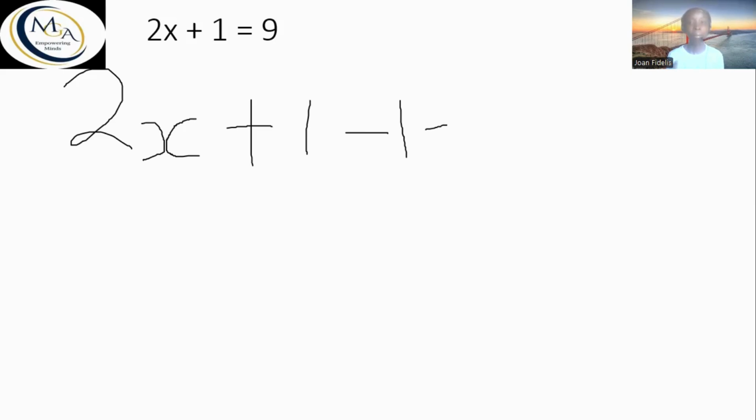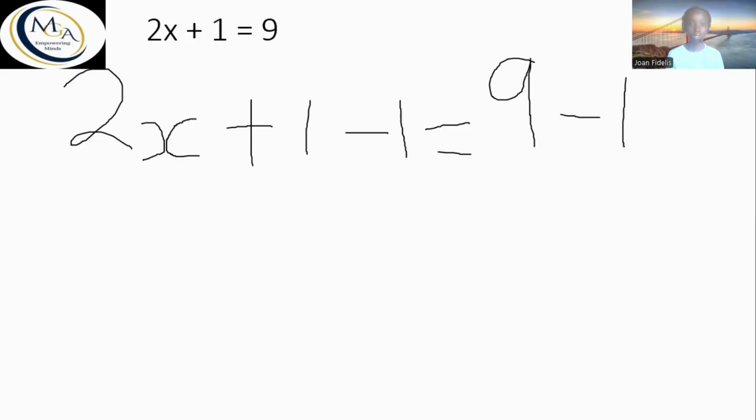So let's look at the example in detail. 2x plus 1 is equal to 9. Like I said, we're going to subtract 1. We're going to do the inverse of addition or subtraction. In this case, we're doing the inverse of addition. So we're subtracting 1 from both sides of the equation. So we have 2x plus 1 minus 1 equal to 9 minus 1. Plus 1 minus 1 is going to give us 0. 9 minus 1 is going to give us 8.